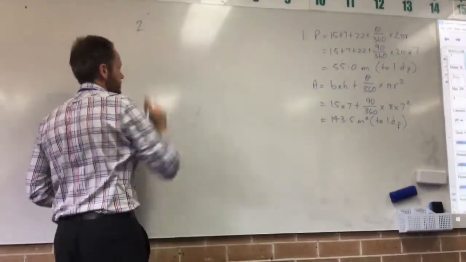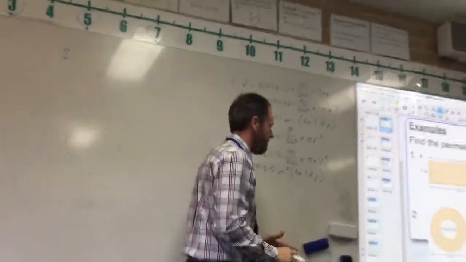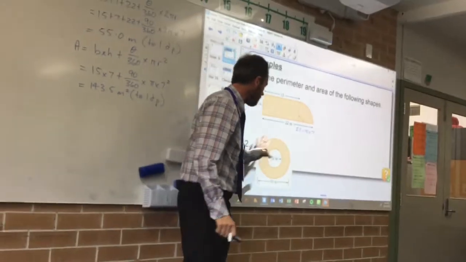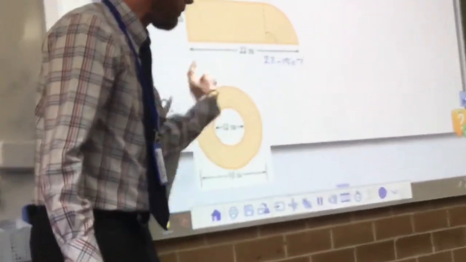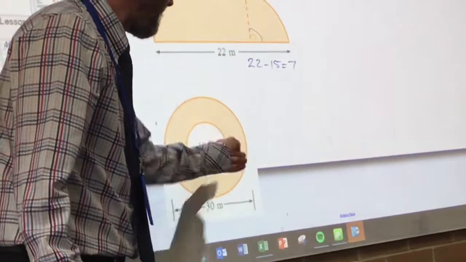Why don't we have a look at question 2? This looks more complicated. It looks quite detailed. But actually, when you think about it, it shouldn't be too hard. It's really two circles, and all you do is you work out the outside one, take away the inside one for the area. But when we come to perimeter, we have to work out the outside and the inside.